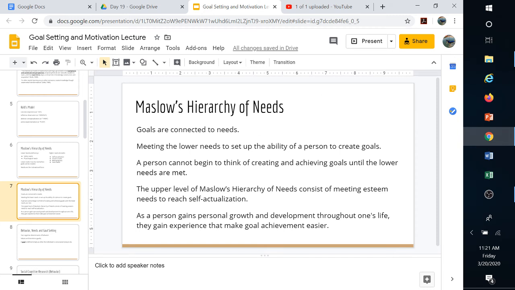So goals are connected to needs. I don't care who you are. If you're not meeting those lower needs, your goals have just become meeting those lower needs, once you start getting hungry, once you start starving. So goals are connected to those needs. Once you can get those lower needs met, then you can start thinking of achieving goals and meeting those other needs.